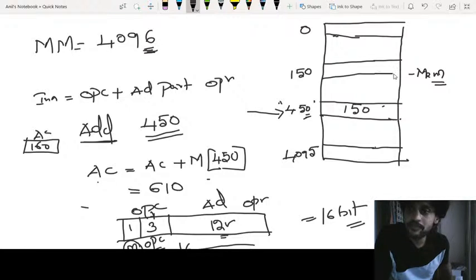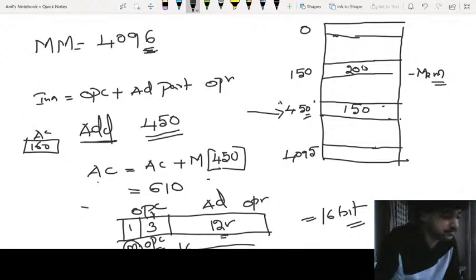Under 150, there is, let us say, 200. This is the actual operand in the indirect addressing mode.